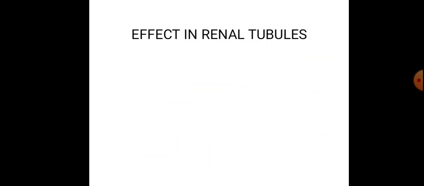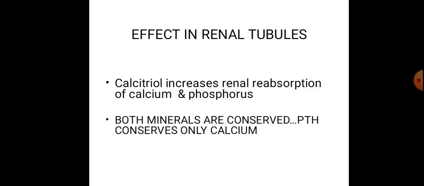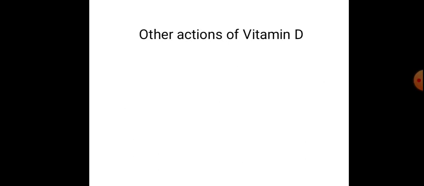Then the effect in renal tubules. The calcitriol increases renal reabsorption of calcium and phosphorus. Both minerals are conserved, but the parathyroid hormone conserves only calcium. But here the calcitriol conserves both calcium and phosphorus. So what are the other actions of vitamin D? The main action of vitamin D is on intestinal cells, in bone, as well as in the renal tubular cells.